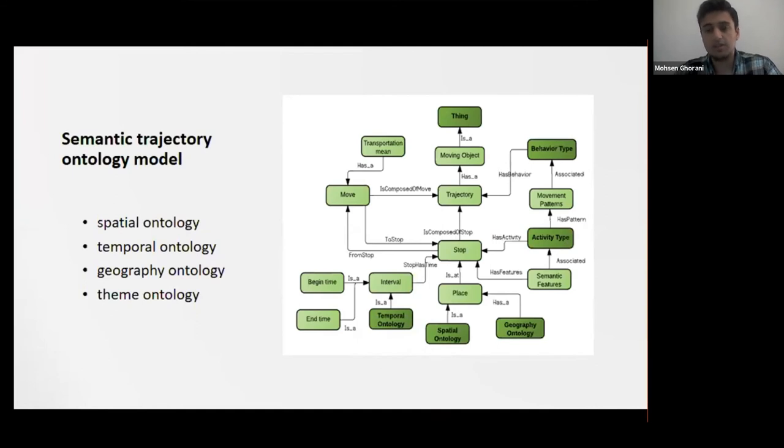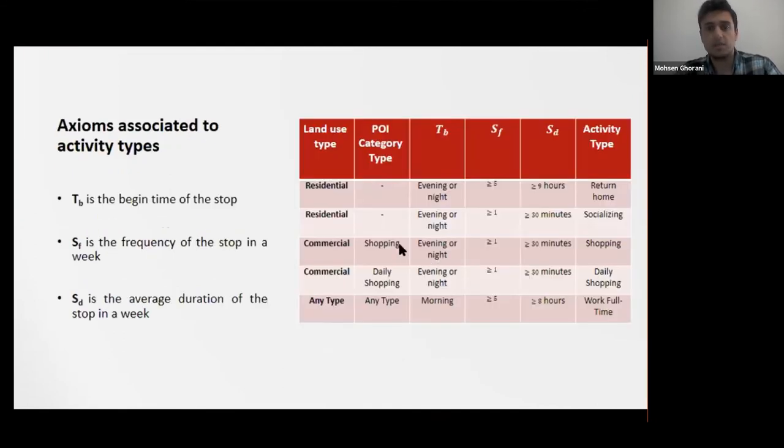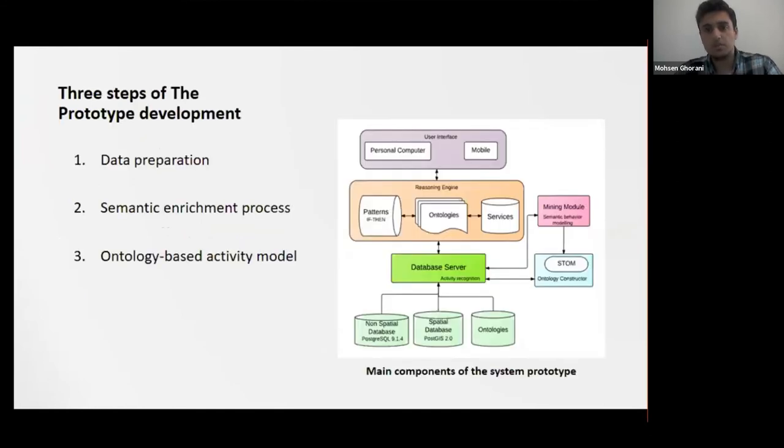These ontologies are integrated into a unique ontology by setting up rules between them. You can see some examples in this table. For instance, if the land use type is residential, the begin time is evening, the stop frequency per week is more than 5, and the average duration is more than 10 hours, then the moving object is spending time at home.